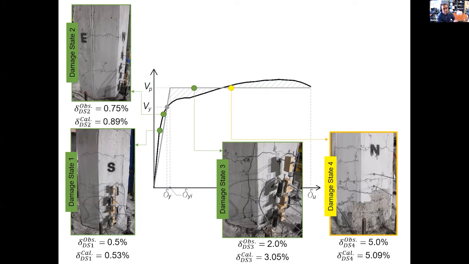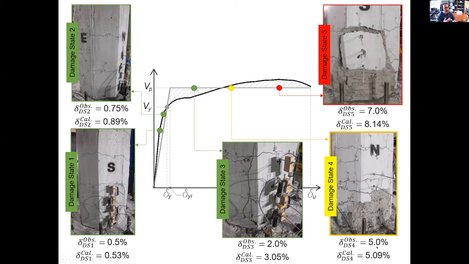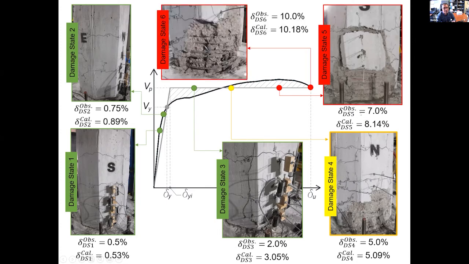At what displacement you will see damage state 4, a bigger spalling area, 5 and 5, perfect match. At what displacement you will see more extensive damage, the equation is saying 8%, in test we saw 7%. And most importantly, at what displacement this column will fail, the equation is saying 10%, and this column in fact failed at 10%. So now we have 6 equations that will cover the full spectrum of force versus displacement of a column.